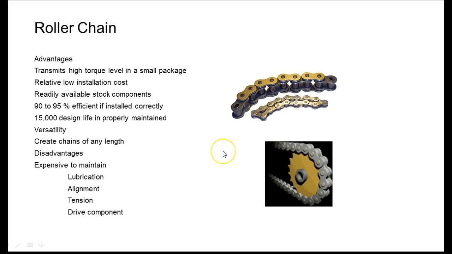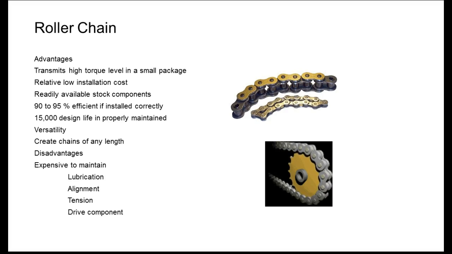So chain drive. So the advantage: transmit high torque, right? Small package, relatively low installation cost. Readily available in stock. Like he said, these chains are out there. You can get them for different pitches, but all you got to do is make sure the pitch of your sprocket matches the pitch of the chain. 95% efficient, installed correctly. 50,000 design life is probably maintained.